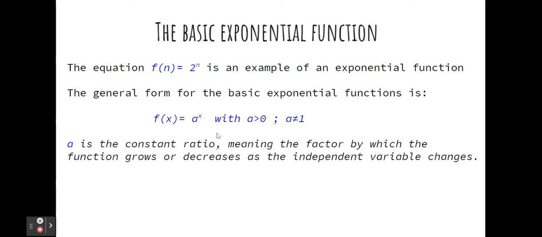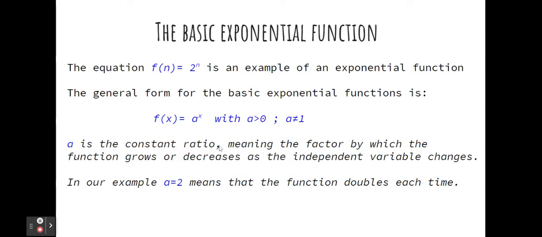This parameter a is known as the constant ratio, and this is the factor by which the function grows or decreases as the independent variable changes. In our example, a equals 2. F of n equals 2 to the n, a means 2. That means the function doubles each time. We're going to explore these in a little bit more detail next.